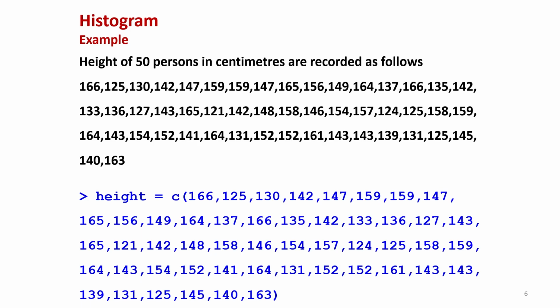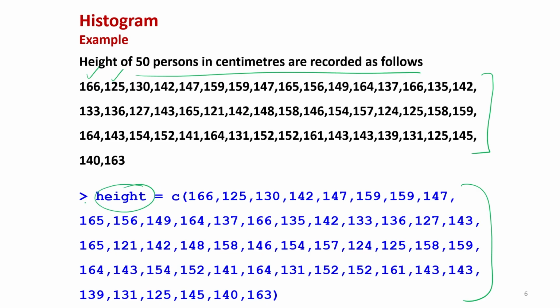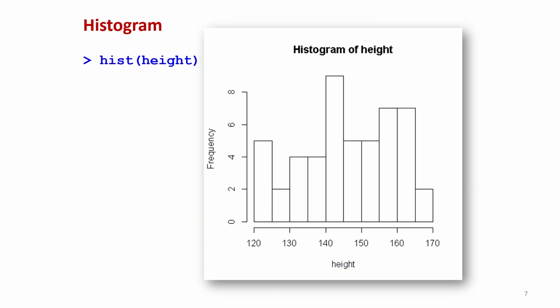In order to explain how to create the histogram, let me take a simple example. The heights of 50 persons in centimeters are recorded here as follows, right? 166 centimeters, 125 centimeters, and so on, and these values are stored in a data vector, say height. Okay. Now, I create a histogram by giving hist and inside the parenthesis just the data vector.